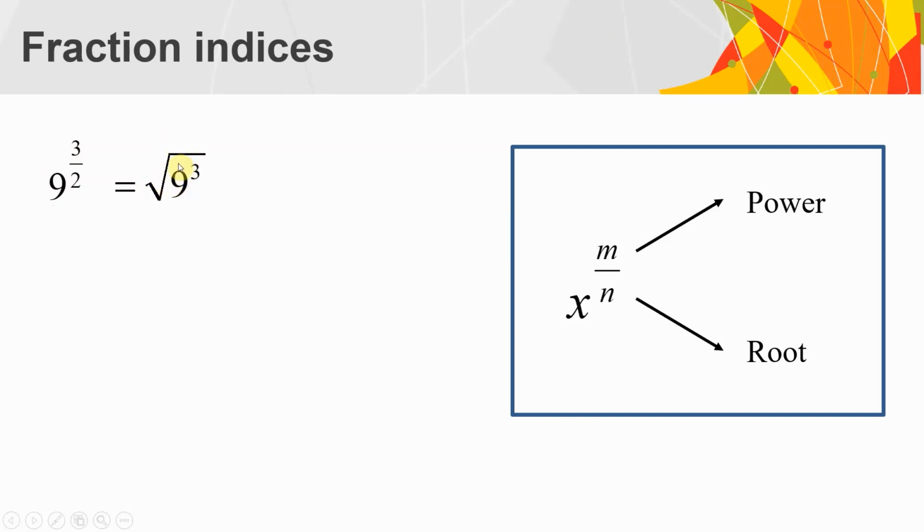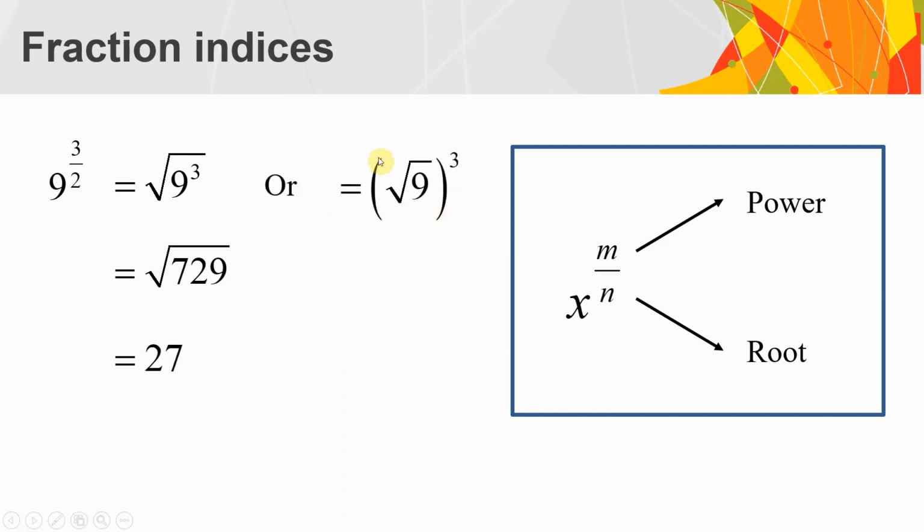So we solve whatever is inside. 9 power 3 is actually 729. And if we square root 729, we get 27. Right? Or we can square root it first. We can write in this form, square root 9, and then we power by 3. So square root 9 is 3, and then 3 to the power of 3 is 27. So it works either way, according to which one you prefer is fine. So just to know, the denominator is root, the numerator is power.